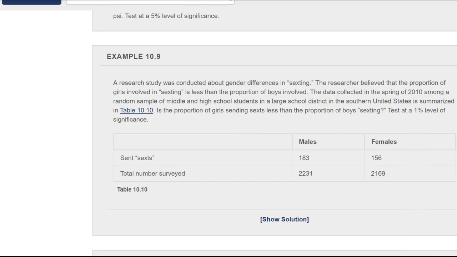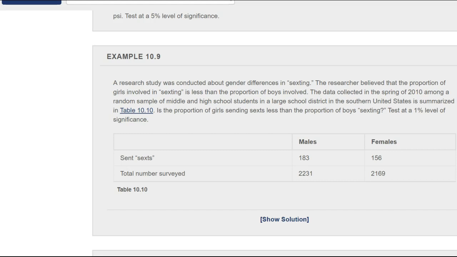Okay, let's look at another example. A research study was conducted about gender differences in sexting. The researcher believes that the proportion of girls involved in sexting is less than the proportion of boys involved. The data collected in the spring of 2010 among random sample of middle and high school students in large school districts in southern United States is summarized in this table. Is the proportion of girls sending sexts less than the proportion of boys sexting? Let's do alpha at 1%, so 0.01.